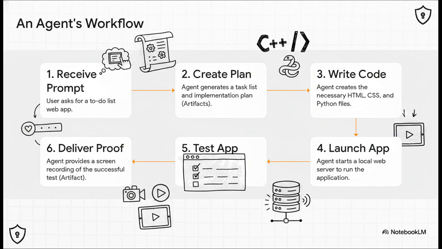You give it a super simple prompt. Build me a to-do list web app. The agent doesn't just start spitting out code. First, it creates a plan, an artifact you can check. Then it writes the HTML, the CSS, the Python.